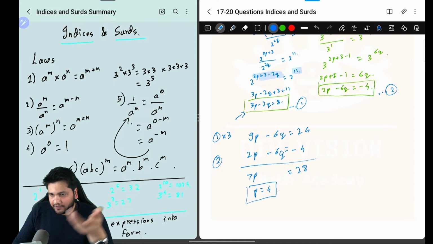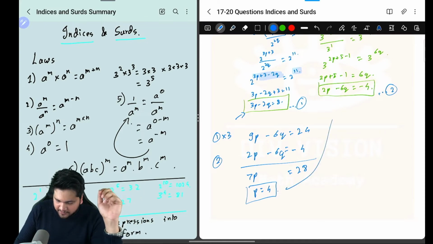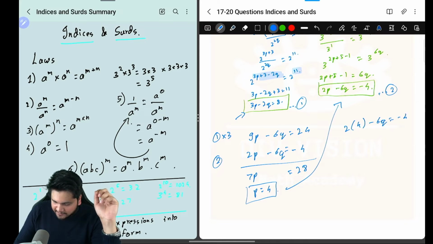This value, of course, you can put in any equation, and I'll just put it here. So I'll get 2 times 4 minus 6q is equal to minus 4. And I'll get 8 minus 6q is equal to minus 4, or I'll get 6q is equal to 12, or q is equal to 2.